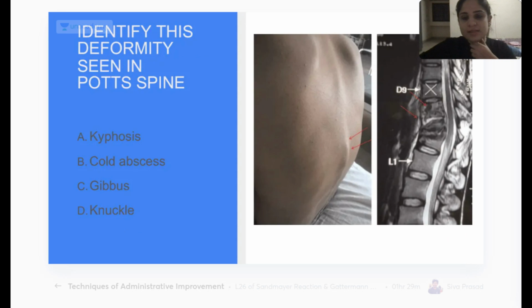Okay, identify this deformity seen in Pott's spine. So look at the number of vertebrae that are affected over here, and from what I taught you earlier, tell me the name of this deformity. Kyphosis, prolapsus, gibbous or knuckle.